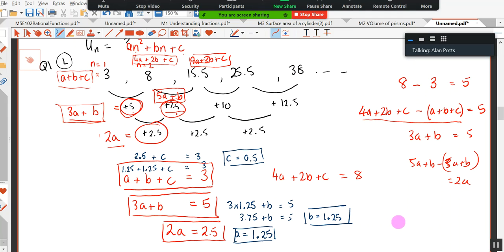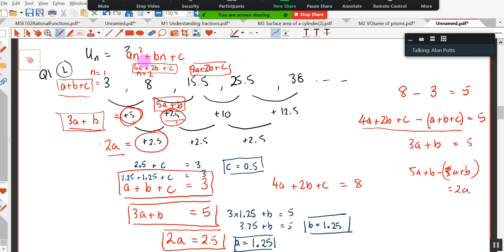So that leaves me with being able to fill in A, B, and C and say that Un equals 1.25 n squared plus 1.25 n plus 0.5. Okay, so that's the algebraic method.